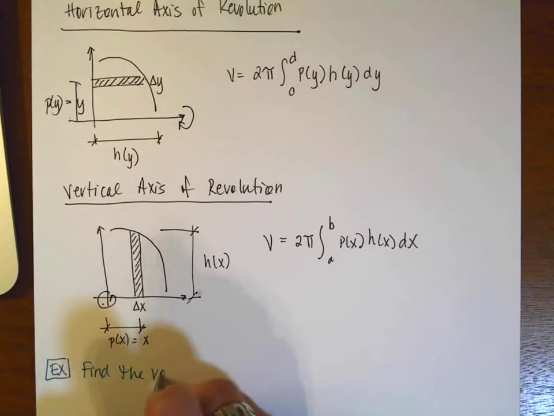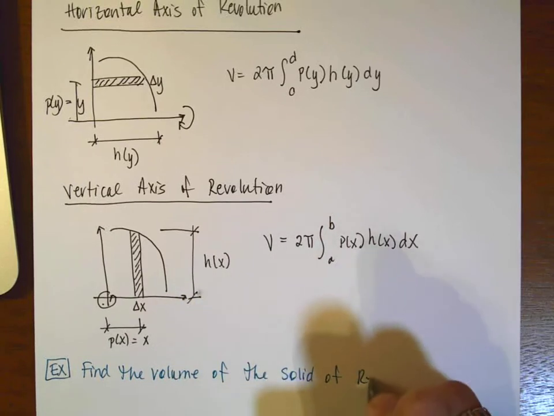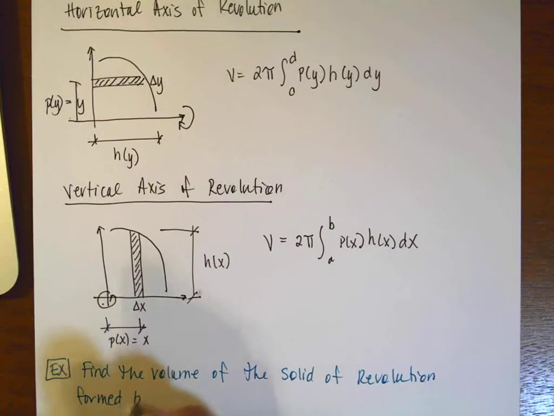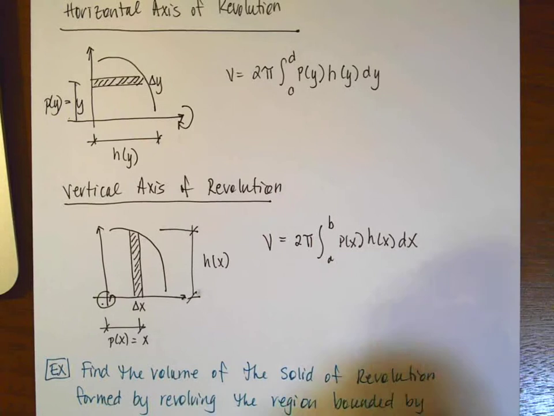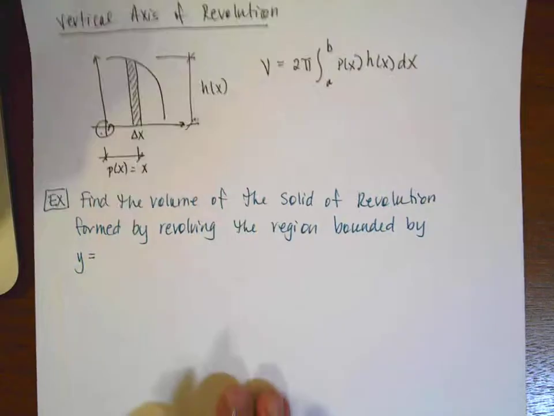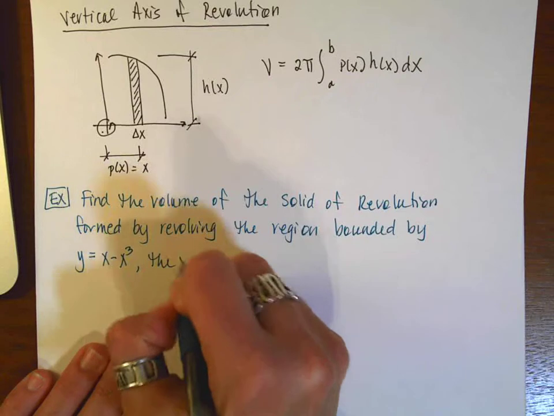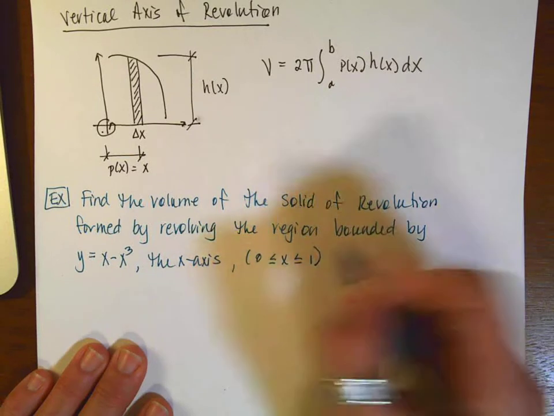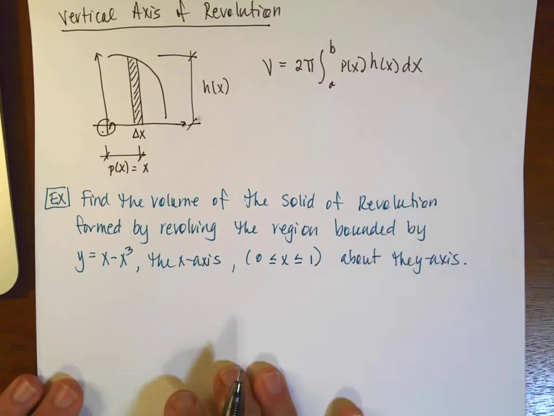I want to find the volume of the solid of revolution, because all our problems have the same basic intro, formed by revolving the region bounded by y is equal to x minus x cubed, and then the x-axis, and 0 is less than or equal to x is less than or equal to 1, and I want to rotate this little guy about the y-axis, okay?